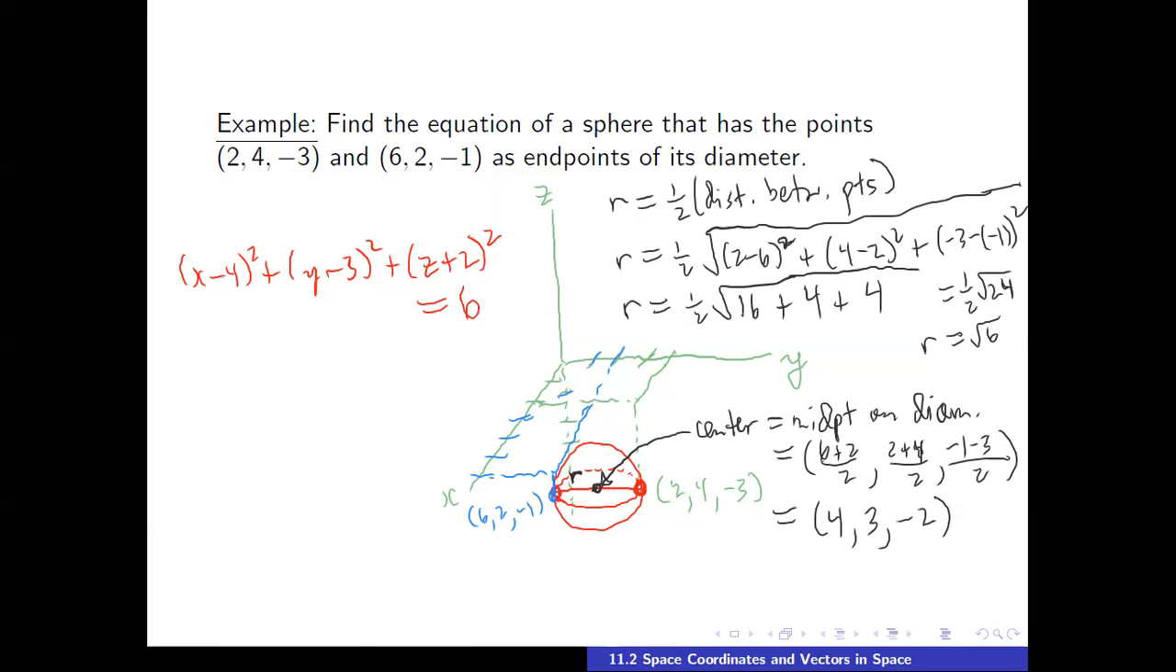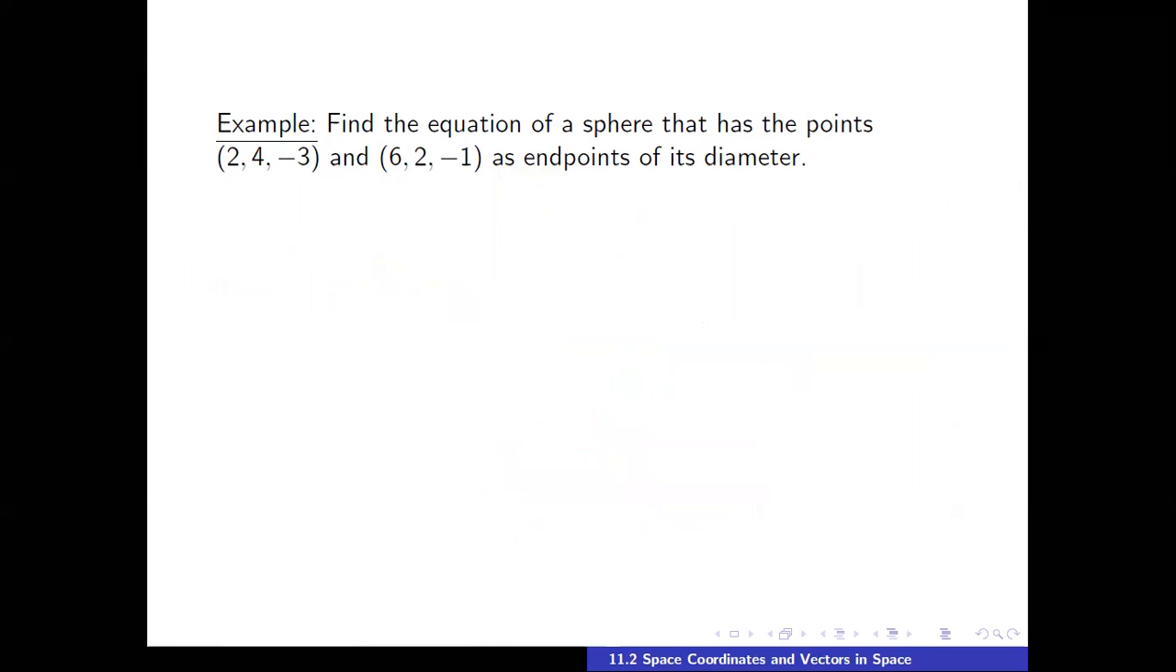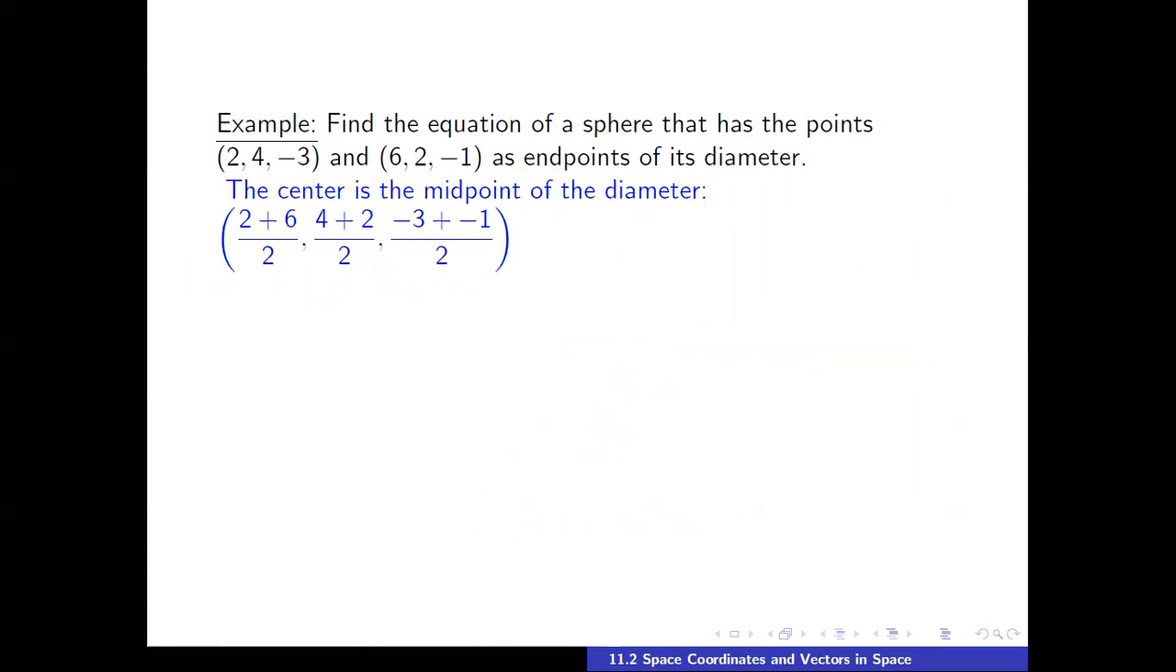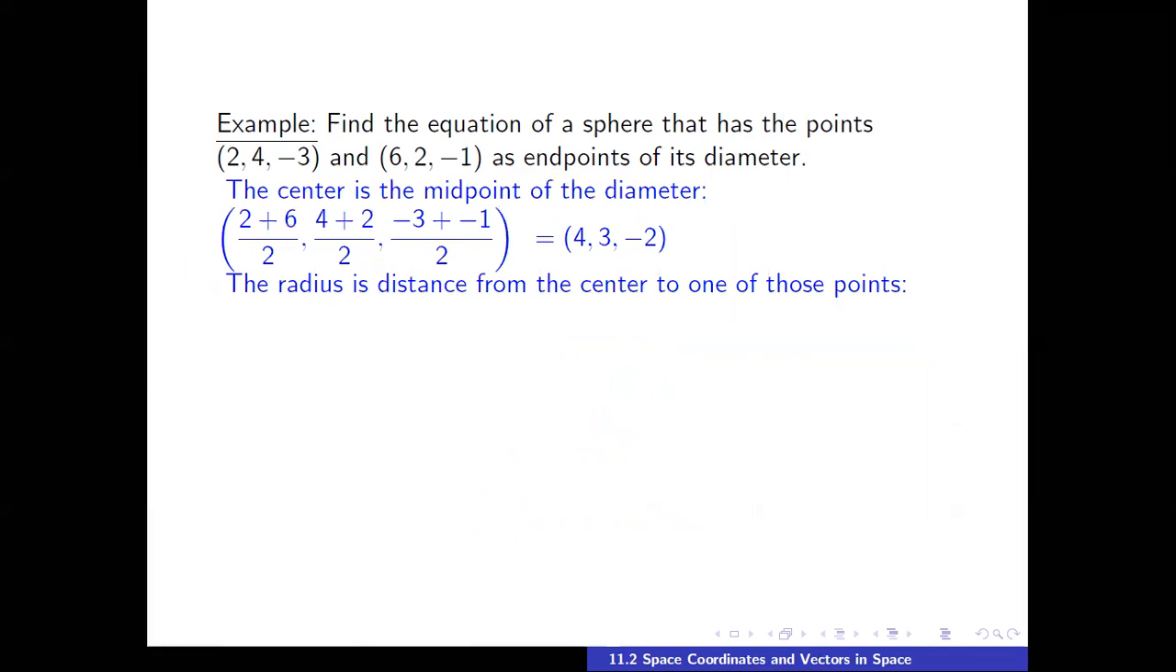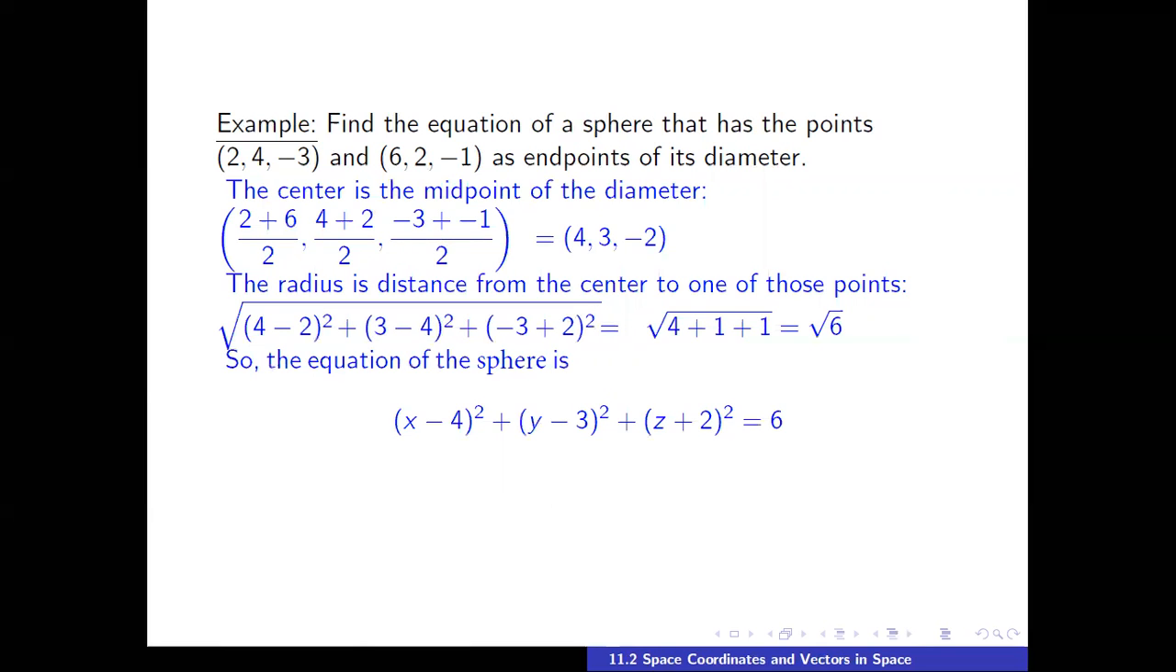So here, I just wanted to scroll through what I had here. There's the midpoint, 4, 3, negative 2, just like we had. The radius is the distance from the center to one of those points, or half the distance between those things. So I could have just taken the center and computed the distance between the center and that point, and I still would have gotten square root of 6, yes? And so the equation of the sphere is given by that, which is exactly what we got. Okay? Any questions on that? Any questions?